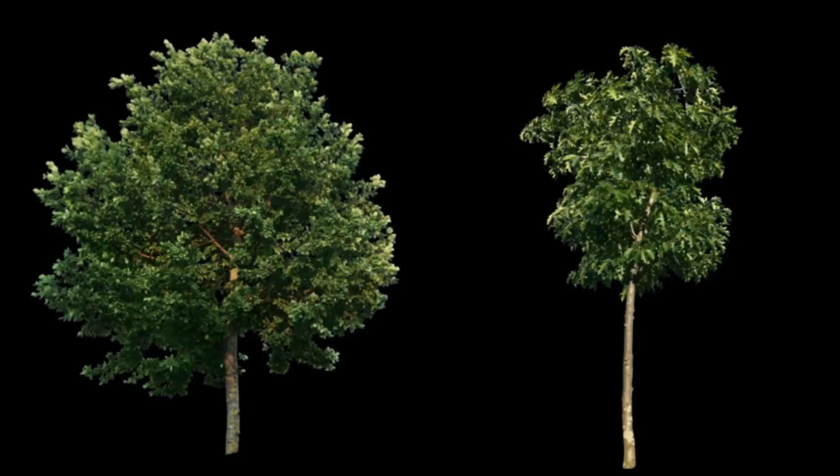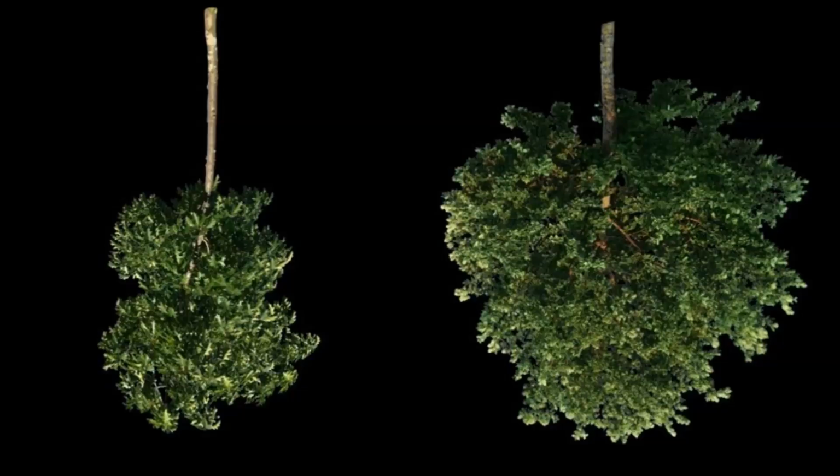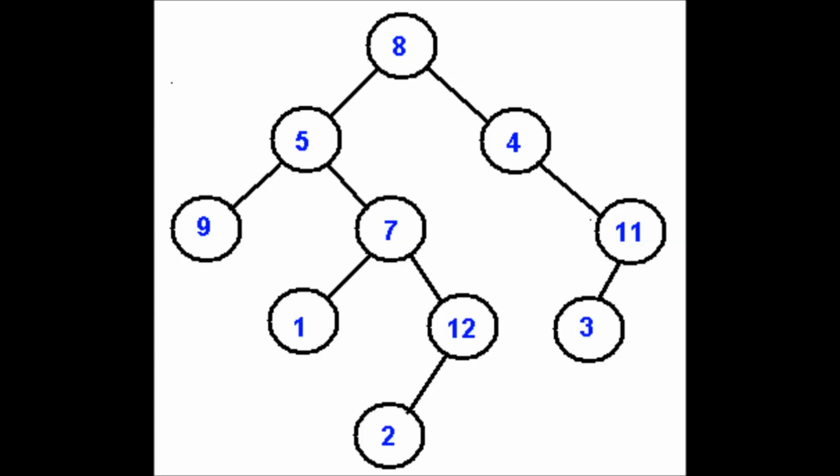So what is a tree? In the real world, they would look like this. But in data structure, they would look like this. Roots up, leaves down. Yep, upside down. So here we have an example of a binary tree.